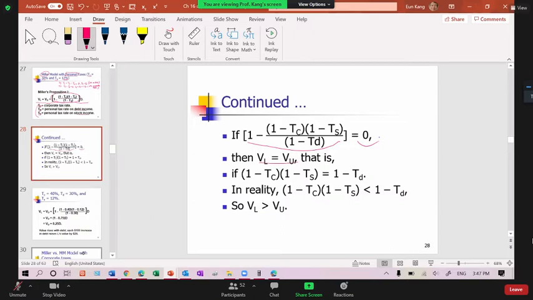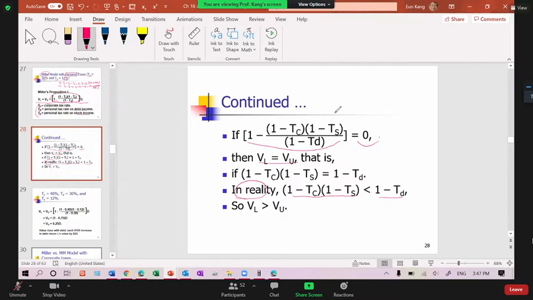Then there is VU, right? That is, if (1 minus TC) times (1 minus TS) equals (1 minus TD), then this is 1. Then 1 minus 1 is 0, right? But as I said, in reality, (1 minus TC) times (1 minus TS) is less than (1 minus TD).